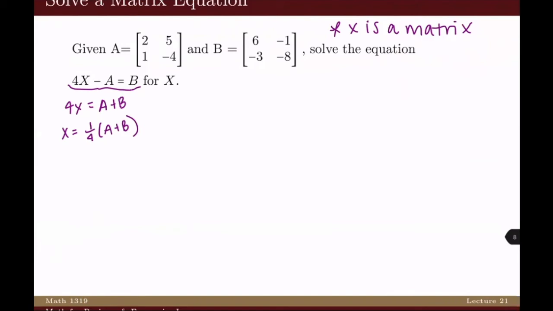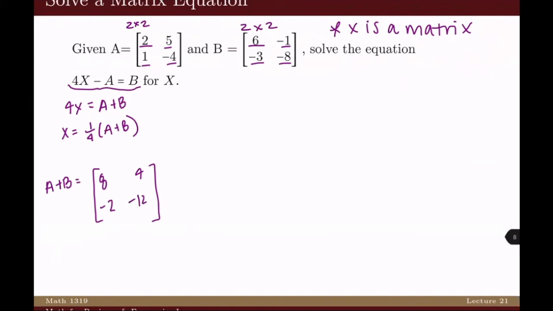So A is a 2 by 2 matrix, B is a 2 by 2 matrix. That means we are allowed to add them since they are the same order. So A plus B is going to be, so we'll have 2 plus 6, which is 8, 5 minus 1, which is 4, 1 minus 3, which is -2, and then -4 minus 8, which is -12.